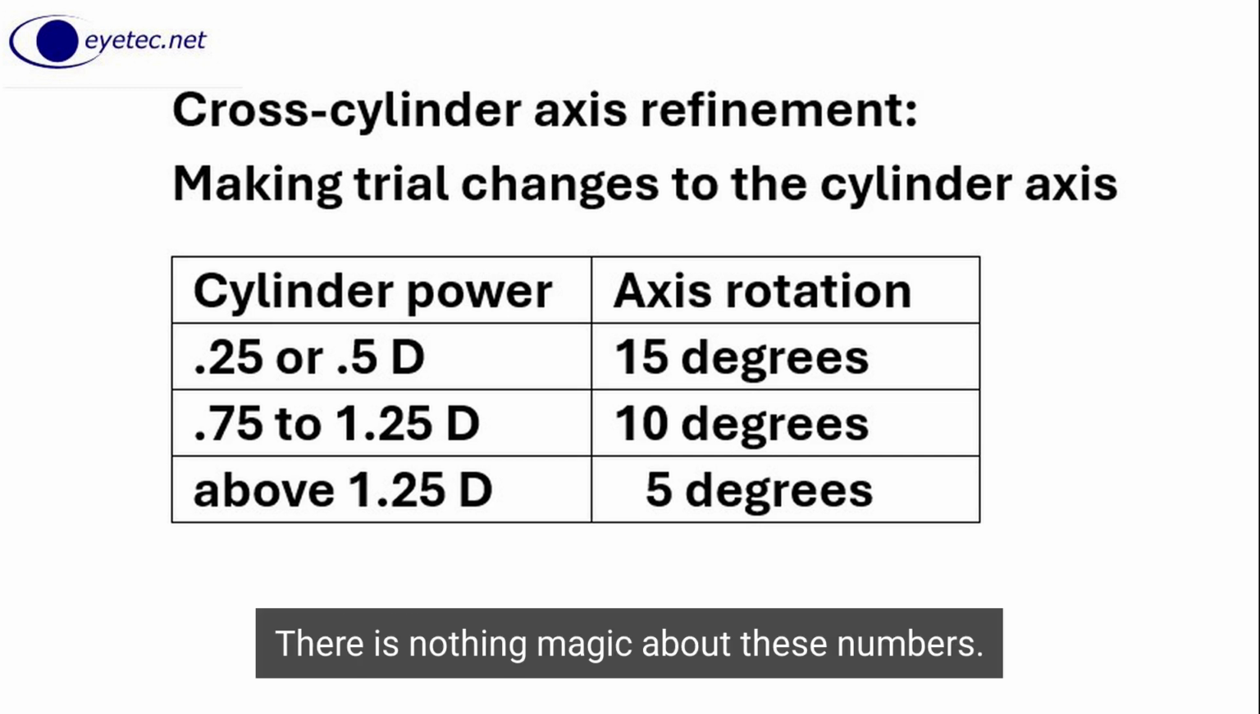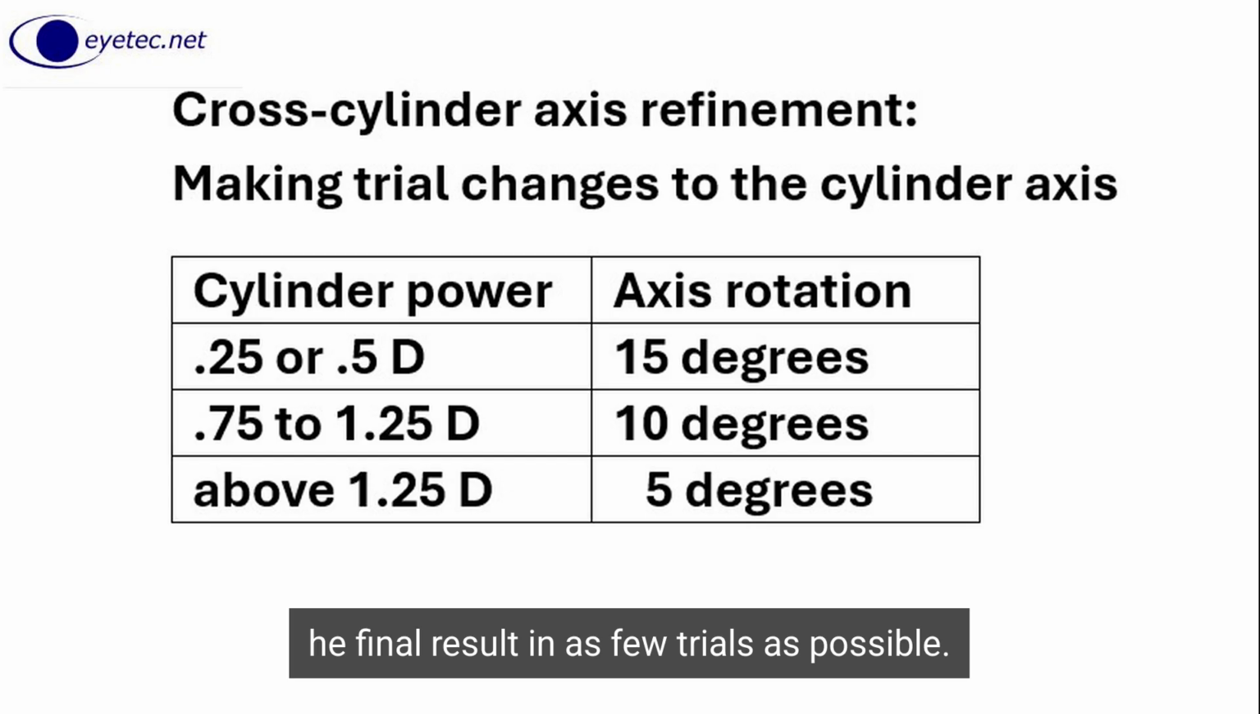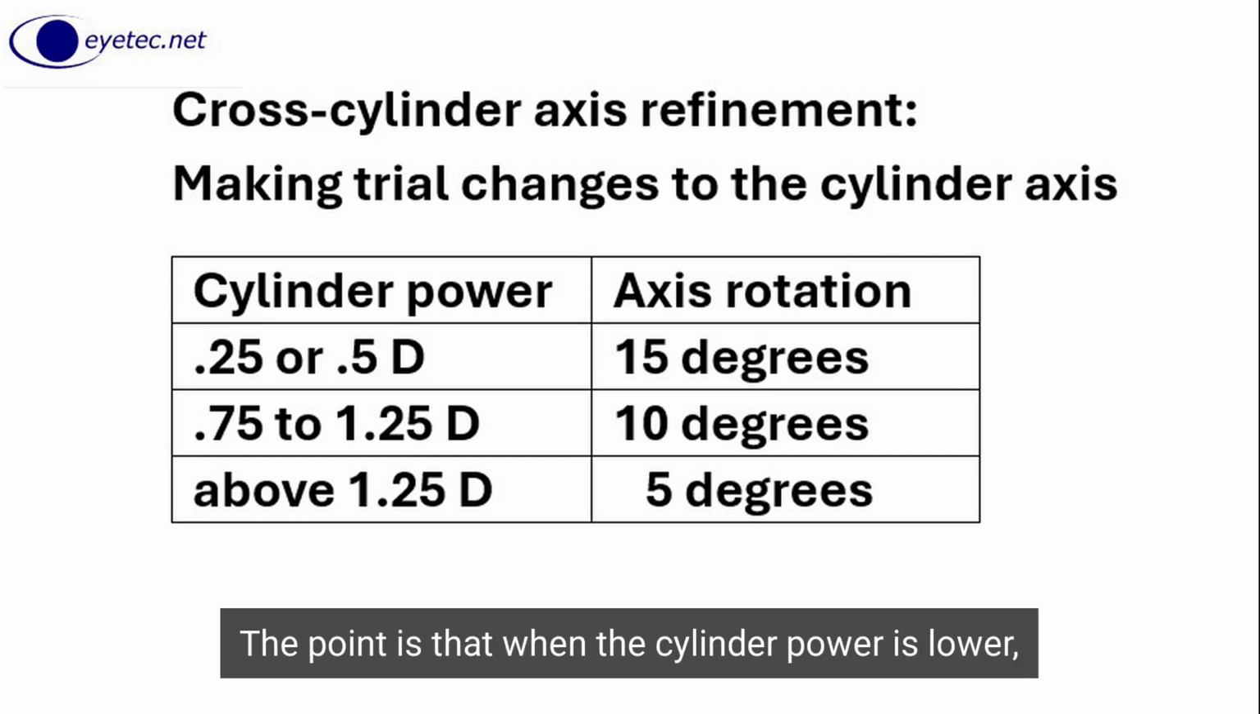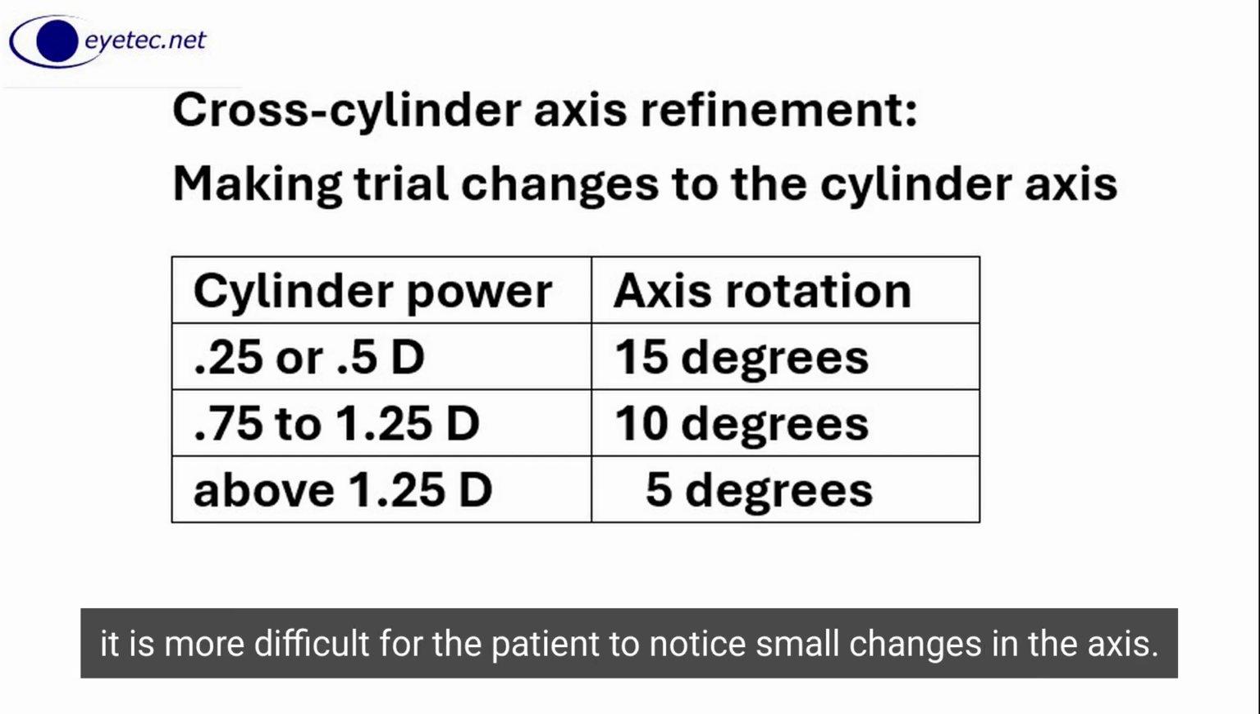There is nothing magic about these numbers. The idea is to be efficient and to arrive at the final result in as few trials as possible. The point is that when the cylinder power is lower, it is more difficult for the patient to notice small changes in the axis.